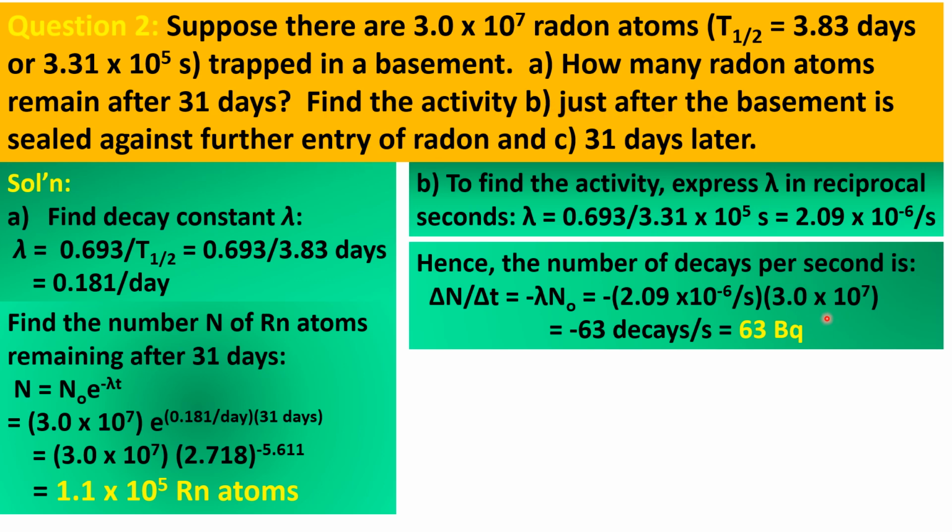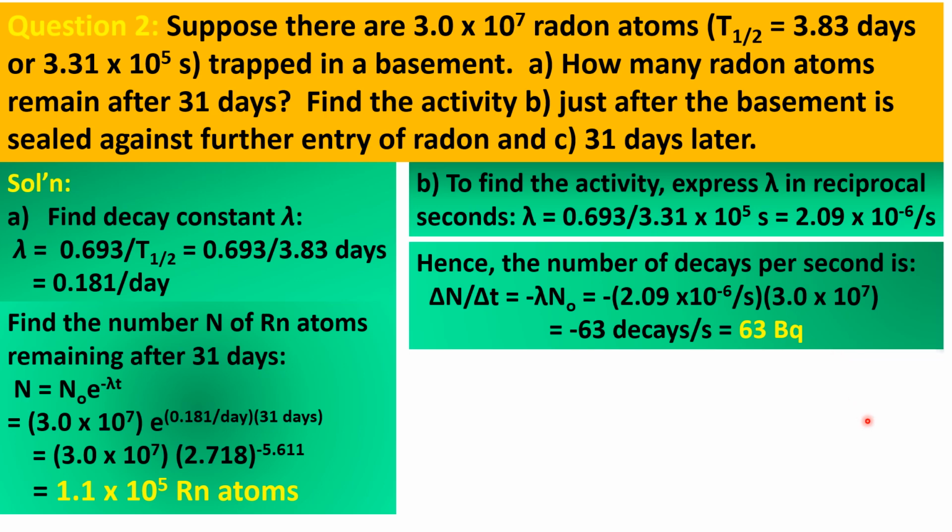All right, and 31 days later, what would be the new activity in the area? So we expect that the activity will decrease from 63 becquerel to a lower value, because activity in a way is giving us the idea of the number of nuclei decaying, the number of nuclei remaining after 31 days. How many more nuclei of radon are there in the area that still continuously emit radioactive particles? All right.